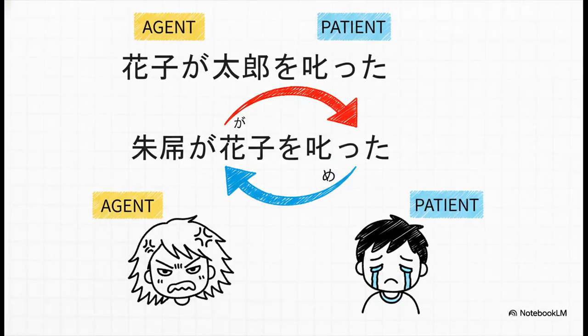So let's go back to our big mystery. In that second sentence, the main words, Hanako, Taro, scolded, they're all in the exact same order. And this is the key: the case markers, those little particles ga and o, they've been swapped.